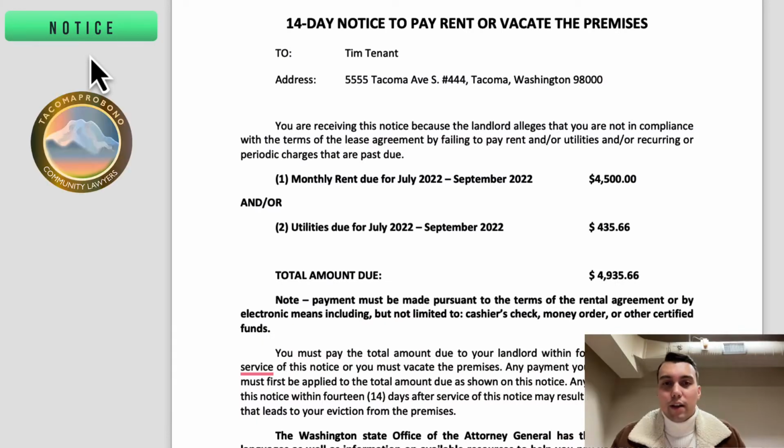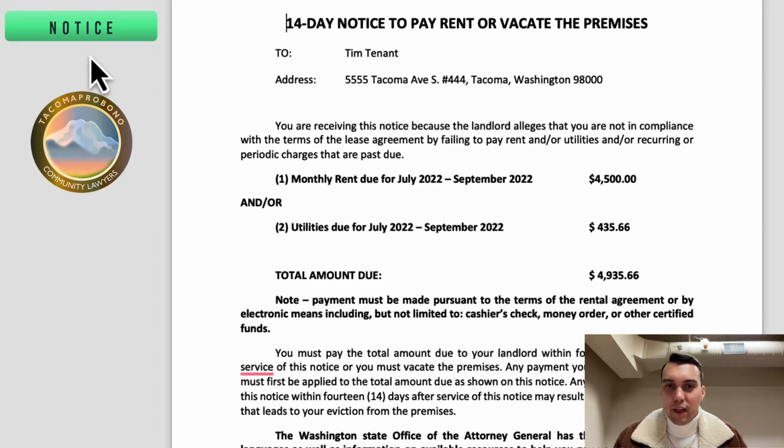So we're going to go ahead and get started with the notice itself. And with the notice, this is what commences the unlawful detainer action. What I have here on the screen is a 14-day notice to pay rent or vacate the premises. So if you've fallen behind on rent, this is likely the notice that you'll get. Just note, if you're facing eviction for something other than non-payment of rent, you could be receiving a different notice other than this 14-day one. So this one's just an example.